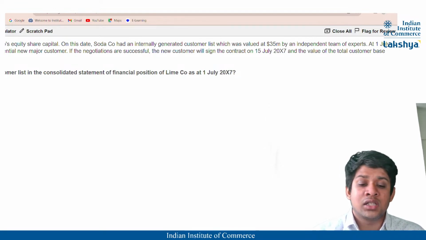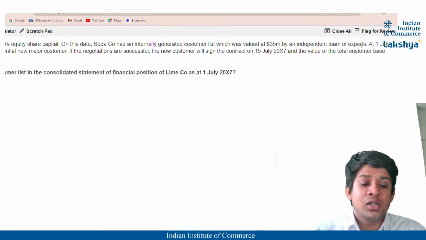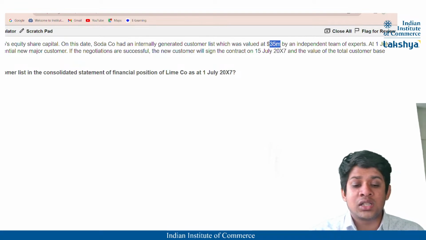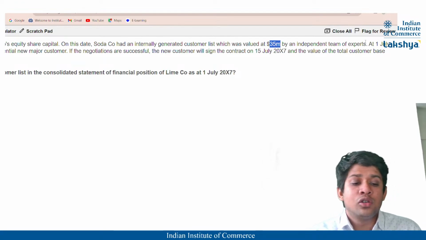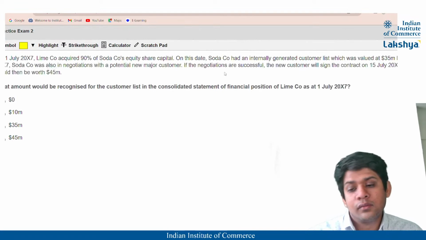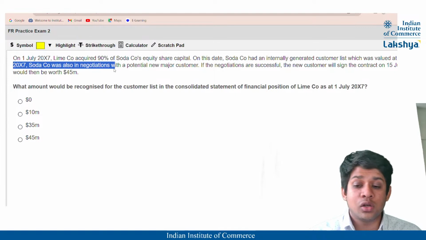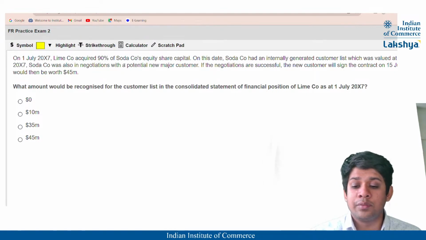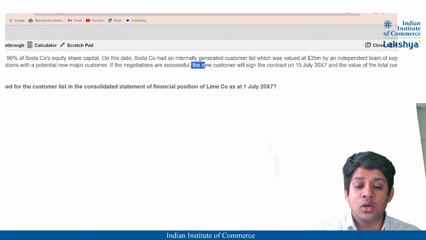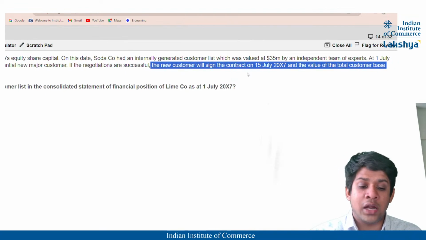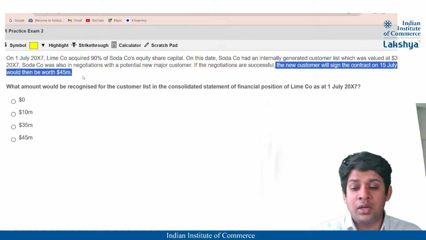So the internally generated customer list was valued at $35 million by an independent team of experts. So you have an appropriate valuation of the customer list and it has been purchased by the parent company anyway, right? So at 1st July 2017, Soda Company was also in negotiations with a potential new major customer. If the negotiations are successful, the new customer will sign the contract on 15 July 2017 and the value of the total customer base would then be 45,000 million worth, right?